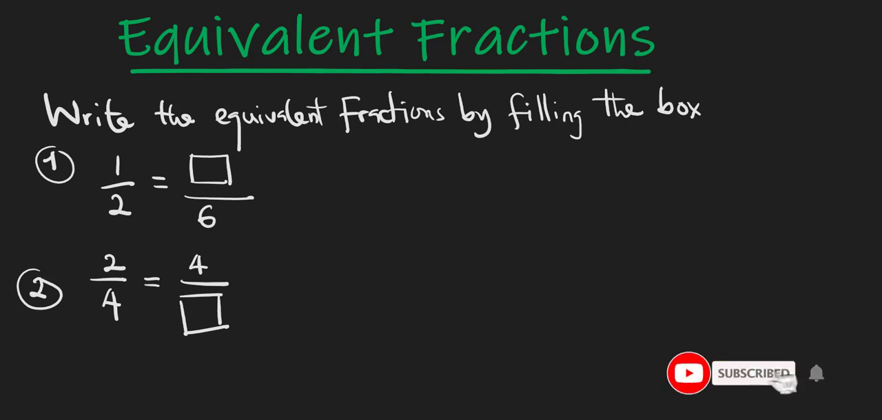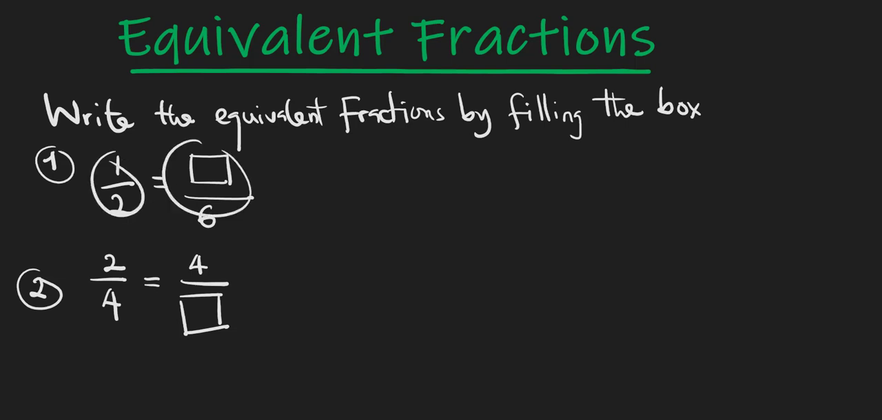We have an example here, two questions. Write the equivalent fractions by filling the box. This place is empty. We want to find the number that will replace it so that these fractions will be equivalent. So how are we going to do it? The easiest way to go about it is to cross multiply. We'll have to introduce an unknown, since we don't know what is in the box. Let's make it x.